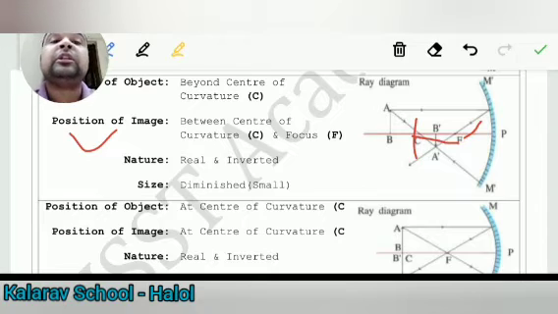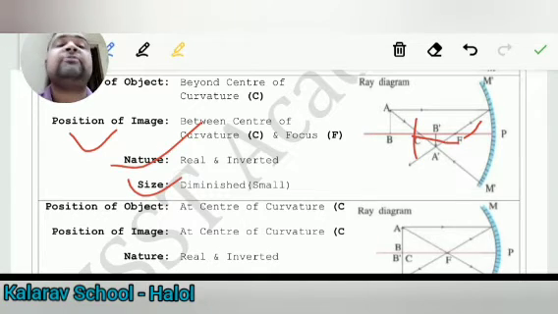Okay, now the nature we have cleared, and the size will be what? Diminished only, that is small. Okay, here you are getting a somewhat smaller size of image of the given object. It means that whatever the actual size of the object, in the image you are getting a smaller size. It is just like when your photo is taken in your mobile, in your mobile you are seeing it according to the size of the screen.